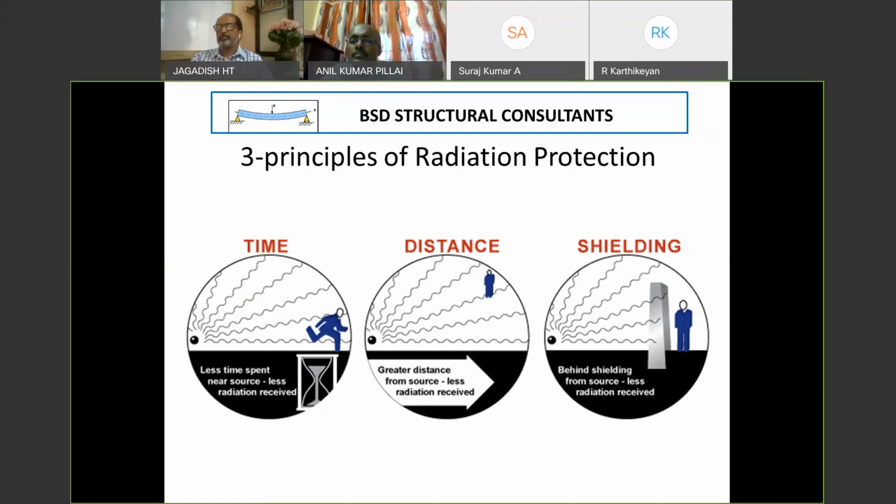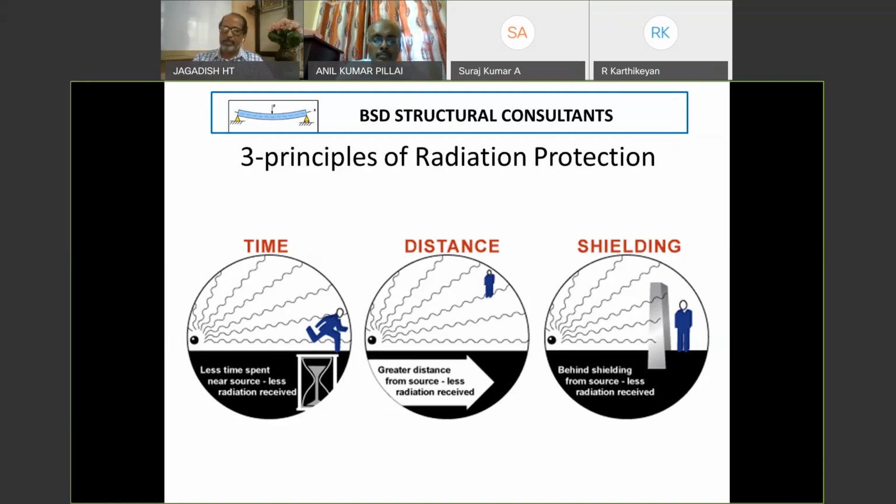So what is normally done is that the people are sent in batches. We send the initial batch of 3-4 people inside. They do some maintenance for 1 hour or half an hour. They come out. Then the next batch goes inside, does the maintenance, and comes out. So this is how we control the time. The less time is spent inside, the better.